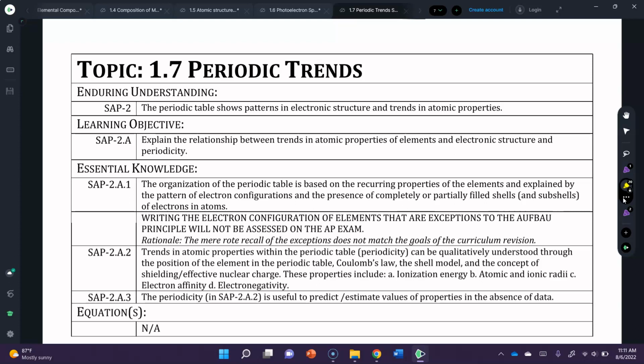Another one that we're going to focus on in these notes is that trends in atomic properties within the periodic table, or periodicity, can be qualitatively understood through the position of the elements in the periodic table, Coulomb's law, the shell model, and the concept of shielding or effective nuclear charge. These properties include ionization energy, atomic and ionic radii, electron affinity, and electronegativity. And we are going to discuss how electron affinity and electronegativity are different. The periodicity, mentioned prior, is useful to predict and estimate values of properties in the absence of data.